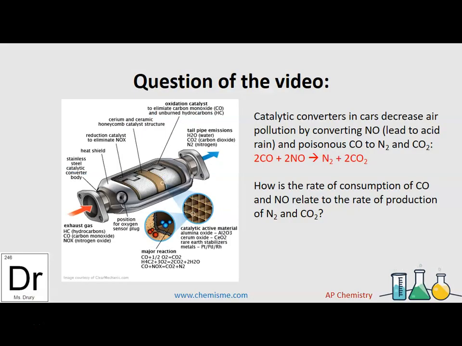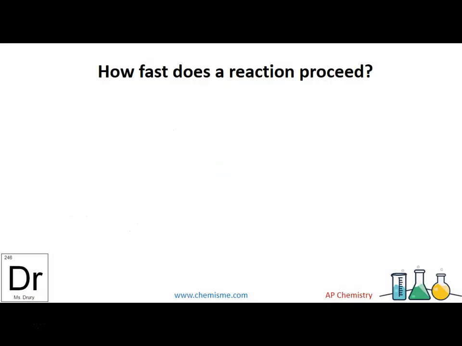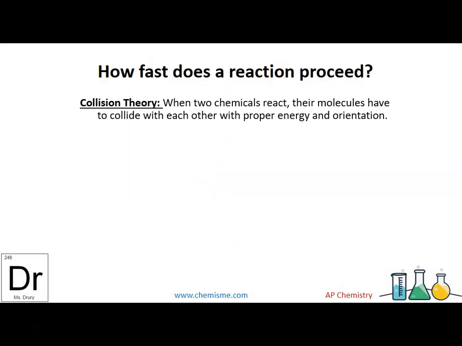The question of the video is: catalytic converters in cars decrease air pollution by converting NO, which leads to acid rain, and poisonous carbon monoxide to N2 and CO2, according to this reaction. So we want to know, how is the rate of consumption of carbon monoxide and nitrogen monoxide related to the rate of production of nitrogen and CO2? So how fast do reactions proceed?